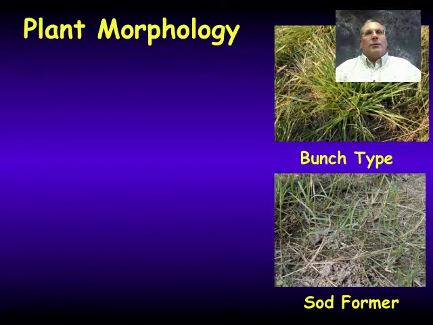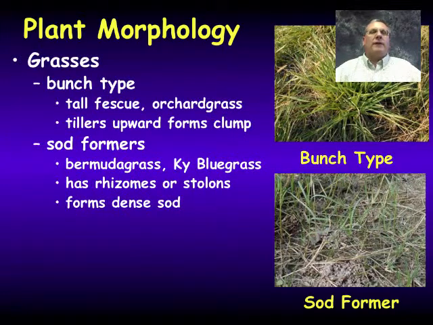I want to talk just a little bit about plant morphology. And when we talk about our grasses, we have two kinds of growth habit. We have what we call our bunch type grasses. They kind of grow in clumps. A lot of times when those clumps are close together in a pasture, that looks like a solid sod. But when we start to look at individual plants, they're really a clump type grass. They tend to have tillers that grow upward, and they include things like orchard grass and tall fescue.